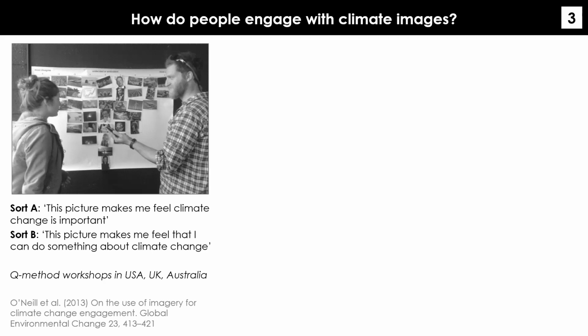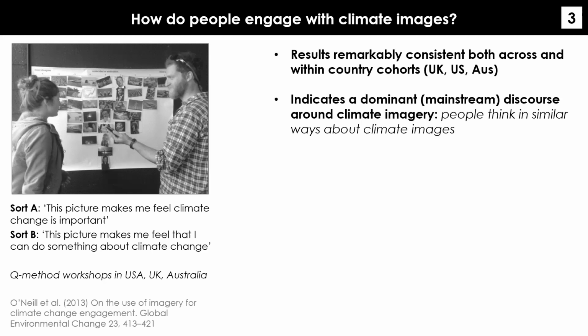So we did all of that for the first sort, and then you take all the images off and effectively do the same thing for the second sort. This picture makes you feel that I can do something about climate change. And if you're a psychologist, you'll quickly realize you've got two different sorts there. The first is about saliency, the importance, and the second is about what we call self-efficacy, a sense of being able to do something. So, measuring two different things.